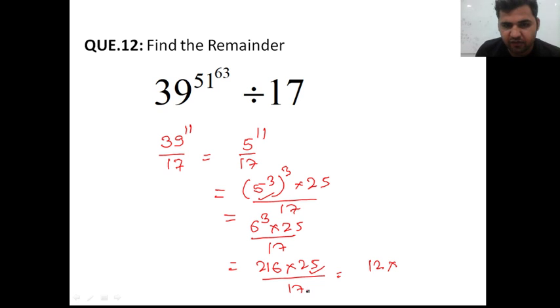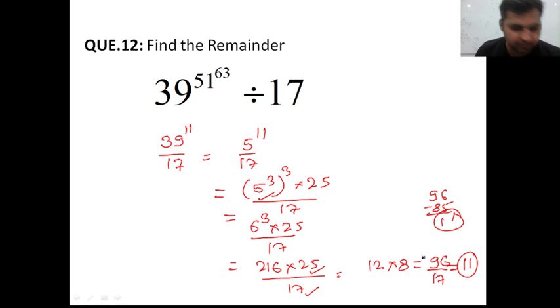12 into 25 divided by 17, you will get a remainder of 8. Now 12 into 8 is 96. 96 divided by 17. 17 into 5 is 85. So 96 minus 85 is what? 11. So the answer is 11. So Rajan, the answer is 11.